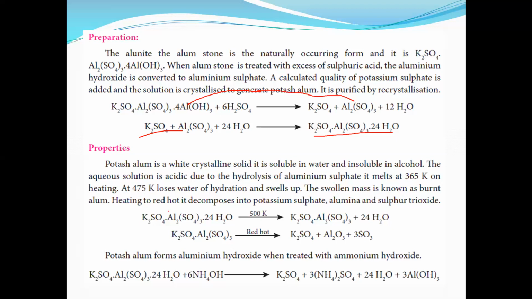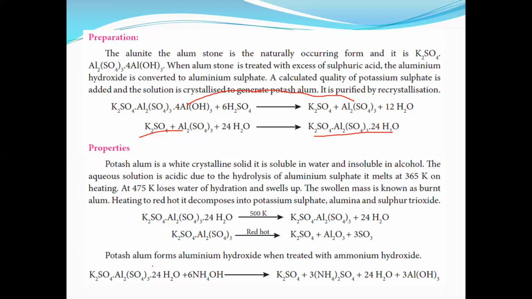If we heat that compound to red hot, the compound decomposes. Decomposes means the bonding breaks, and we get separate compounds: potassium sulfate, Al2O3, aluminum oxide, which we call alumina, and sulfur trioxide.